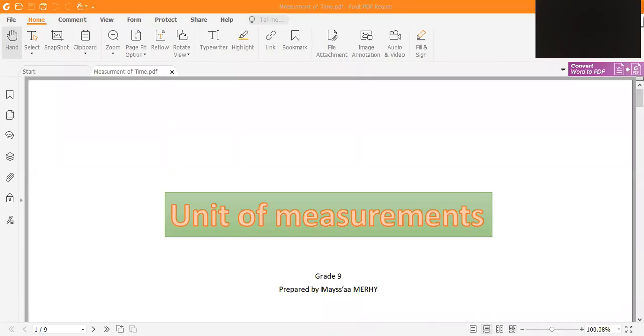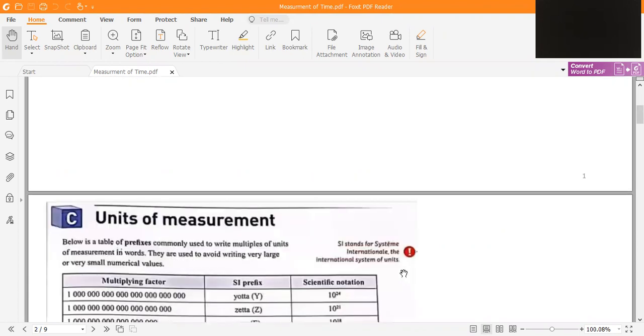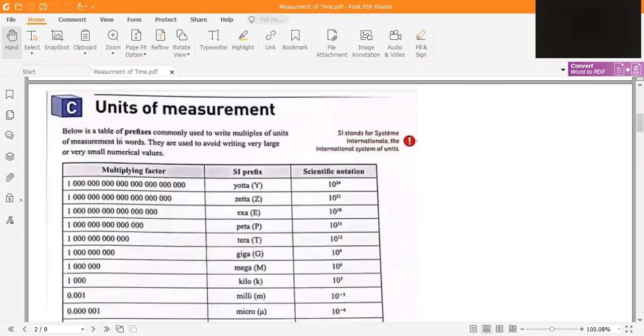Hi everyone. So today we will explain units of measurement, how to deal with different units of measurement, and how to convert from one unit to a smaller one or to a greater one. So we will introduce this table first. We will give this table of units of measurement, the difference between different units of measurement, the standard one.